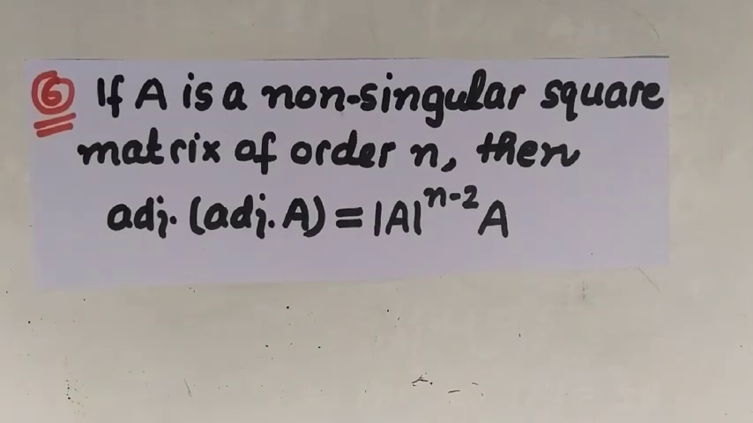So students, these were some properties, and these are some results, and you have to just memorize all these results, and you can use all these results in questions of 1 mark or in MCQ type questions. So students, it was all about adjoint of a square matrix.